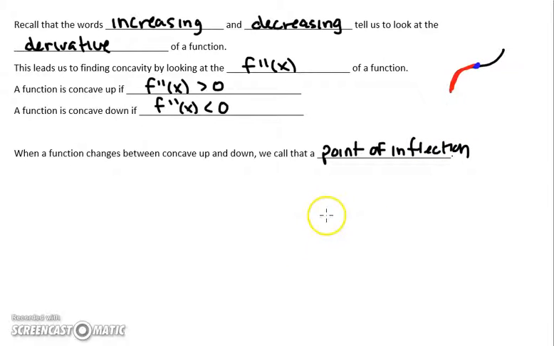So we change concavity at points of inflection. Let's look at an example, and then we'll call it quits on this video. Find the interval or intervals on which f of x equals e to the negative x squared is concave up or down. So concavity, justify it with the first derivative, but we're going to find them with our second derivative. To find a second derivative, we need to find a first derivative.